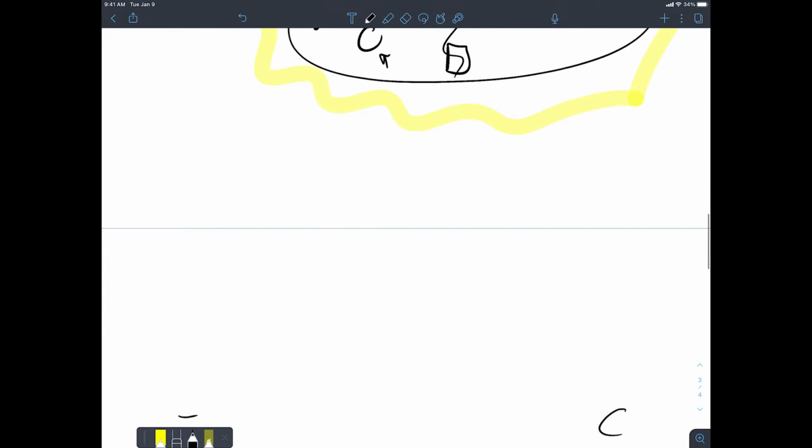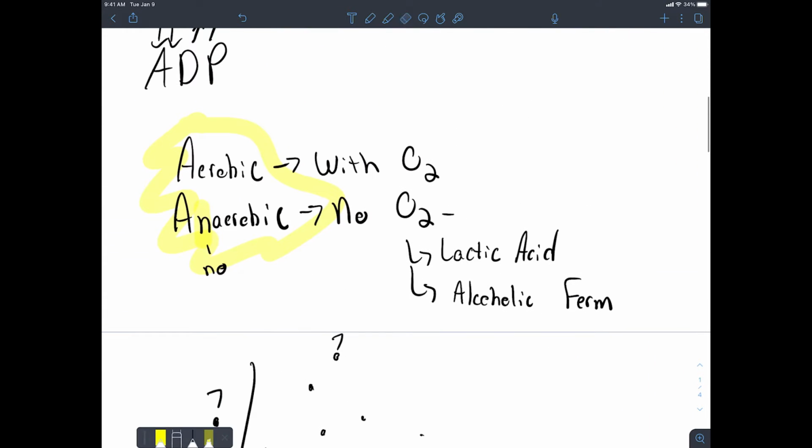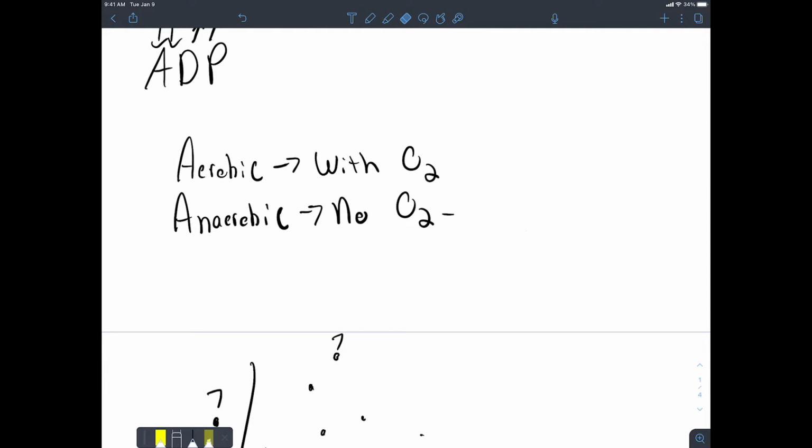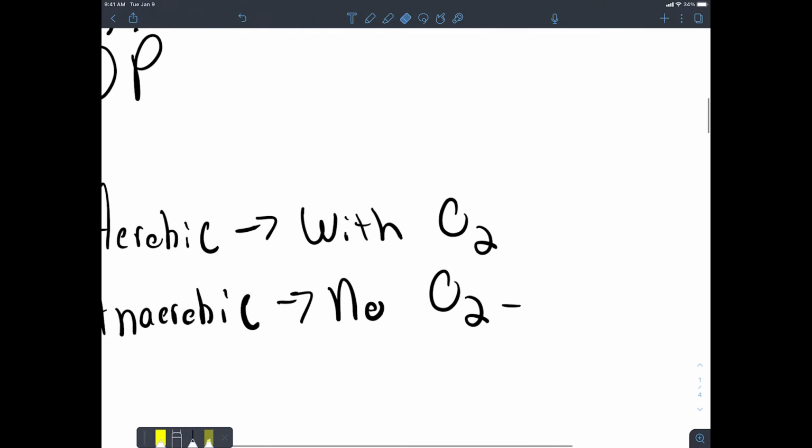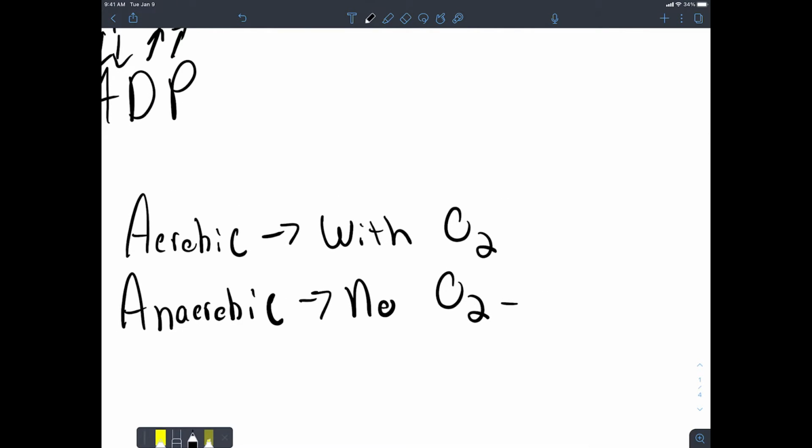You need to know, as we're doubling back here to this idea, which one of these gets more energy. When we talk about energy, which one produces more ATP? All right?